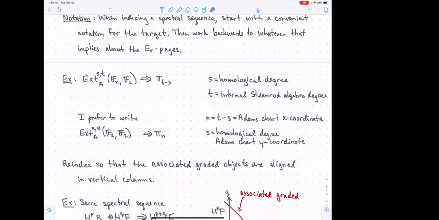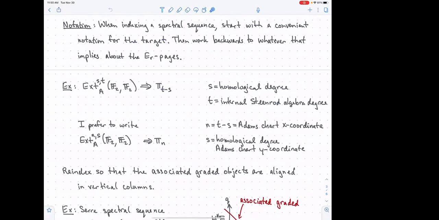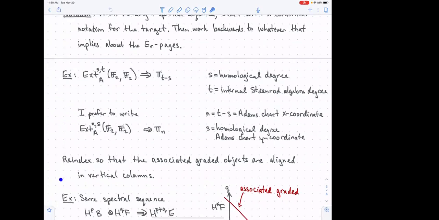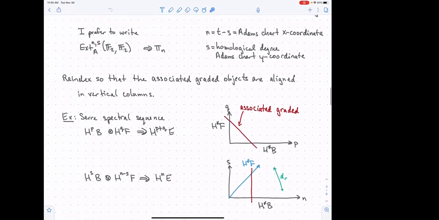And the other thing that I would recommend, in addition to focusing on the target and working backwards, is that what I always do is I re-index these spectral sequences so that the associated graded objects are aligned in vertical columns. Okay, and that's the way that the Adams spectral sequence is graded. So as an example, let's talk about what this means about the Serre spectral sequence. The Serre spectral sequence is associated to a fiber sequence F, E to B. Okay, and we can make things simply connected, and we can add in all the extra hypotheses we need, just in the simplest case. So the same thing applies in general, but I wrote down the simplest case where the E2 page is the cohomology of the base, tensor the cohomology of the fiber, and that converges to the cohomology of E.